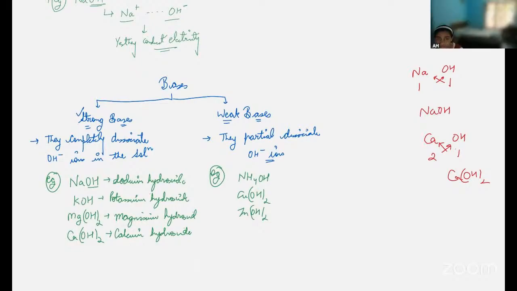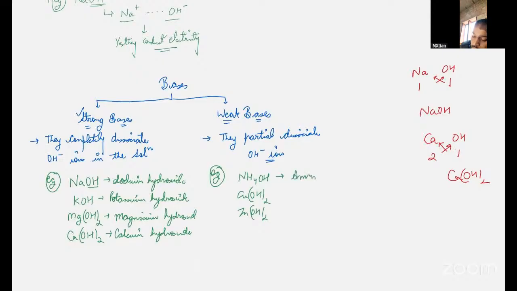Okay. Now NH4 is called ammonium. Ammonium hydroxide. This is called copper hydroxide. This is called zinc hydroxide. So these all are weak bases.